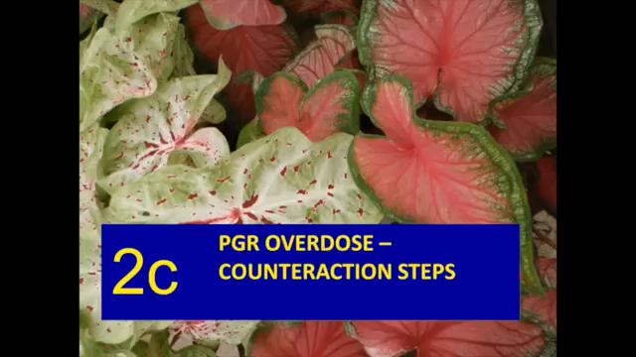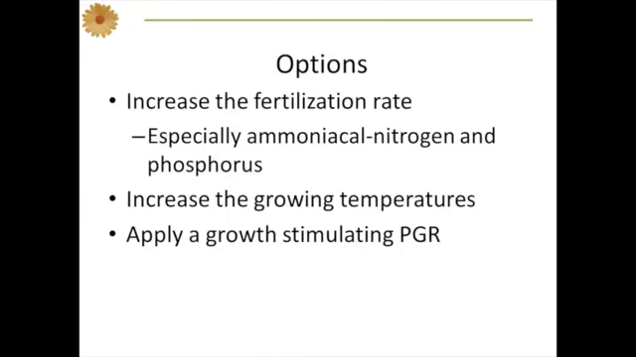So if you have a PGR overdose, what can you do about it? There are some options, and the options depend a bit on how bad the problem is. If it's not a significant growth reduction, not really badly stunted, you might be able to push them with just better growing conditions, more fertilizer, especially ammoniacal nitrogen, or add some additional phosphorus in there. You can increase the growing temperatures. Again, you just want to try to push the plants.